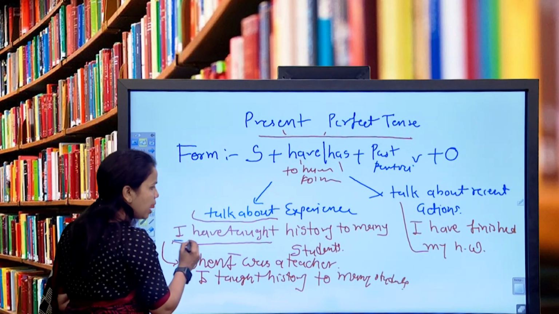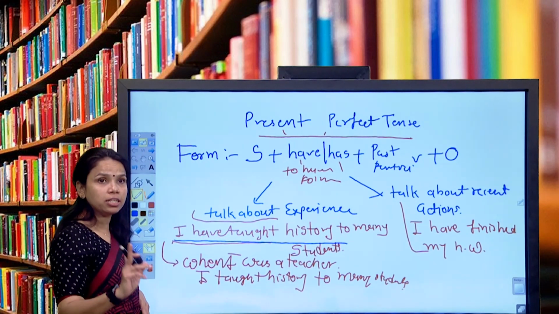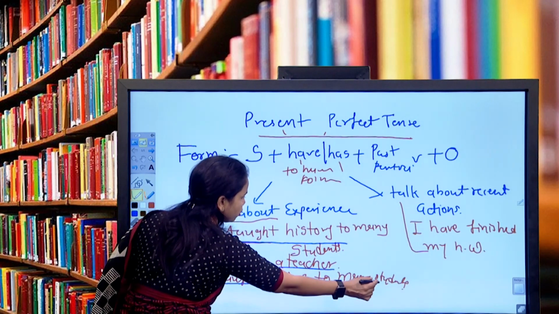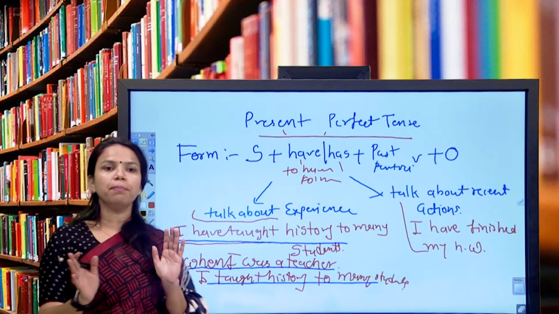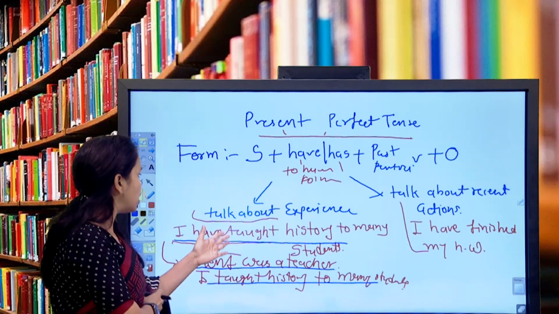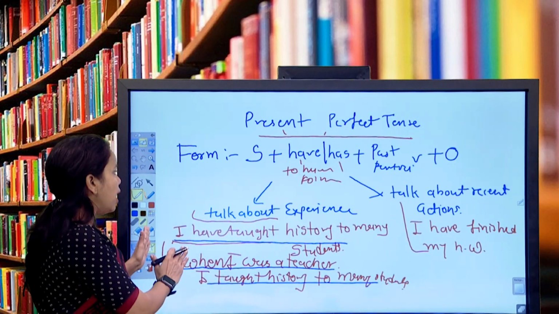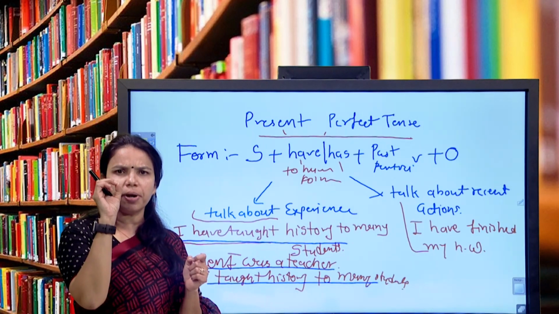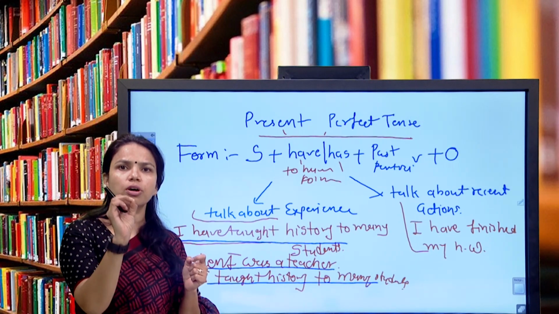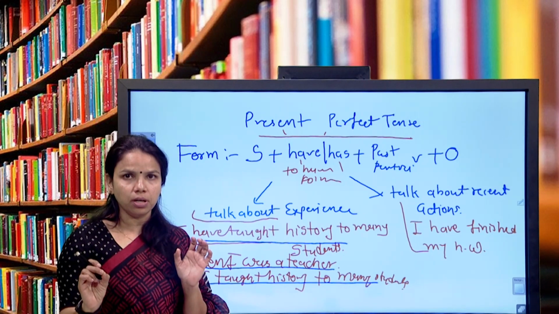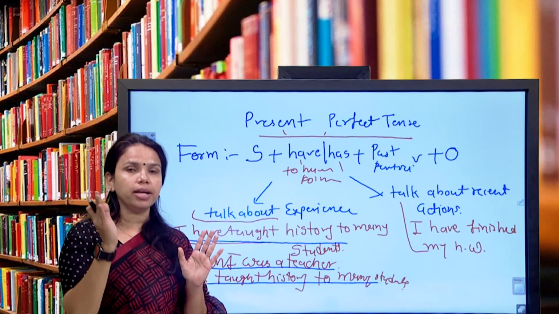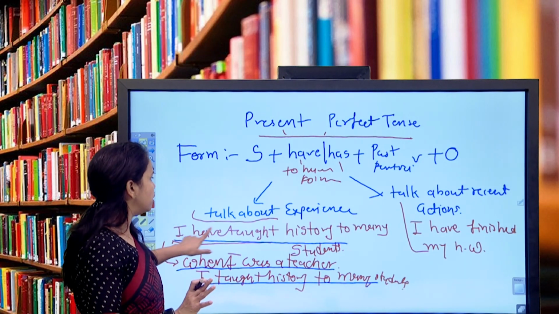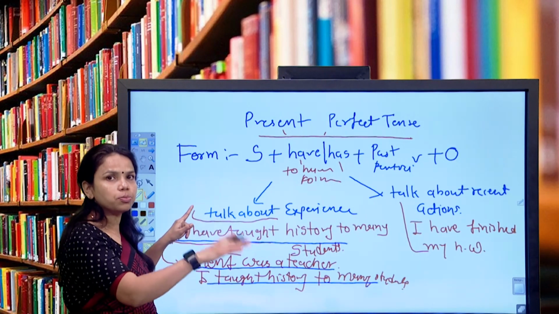The first sentence is, I have taught history to many students. The second sentence, when I was a teacher, I taught history to many students. What is the main difference between these? The first sentence indicates I have taught history to many students, right? There is no particular indication that the process of teaching history has stopped. Indirectly, unconsciously, the process is going on, right? Teaching history is a continuous process.